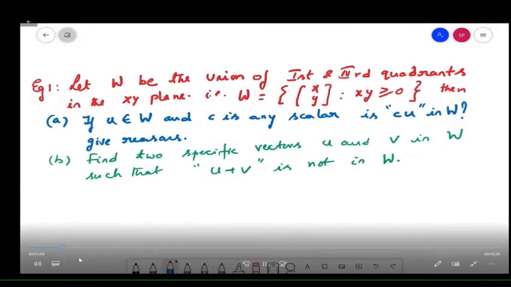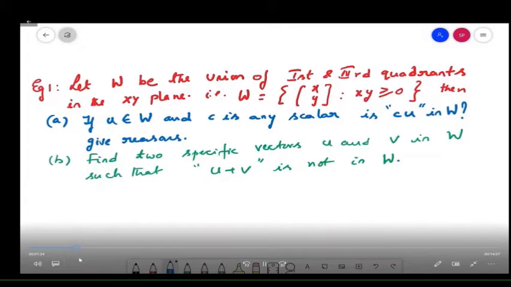Let W be the union of the first and third quadrants in the xy plane. That is, W is the set of all column vectors (x, y) such that the product x times y is greater than or equal to 0. Part A is: if u belongs to W, and c is any scalar, then is the product cu in W? Give reasons for this.